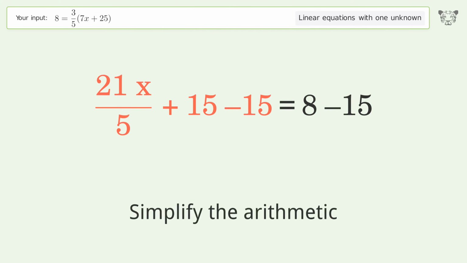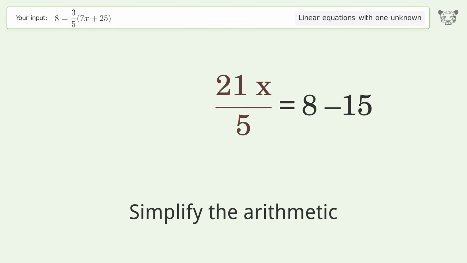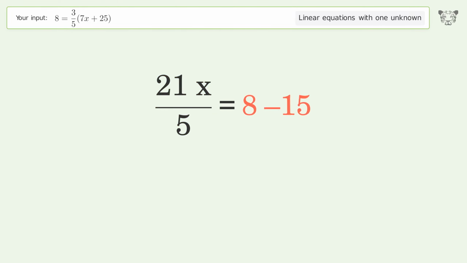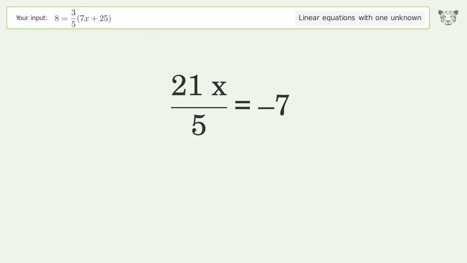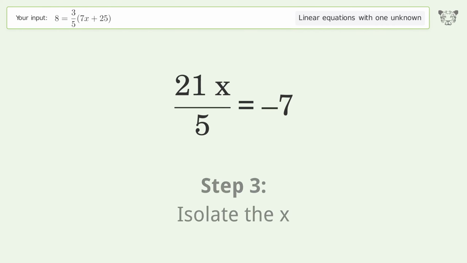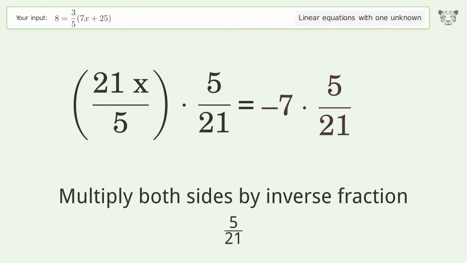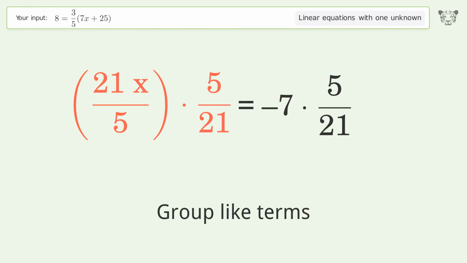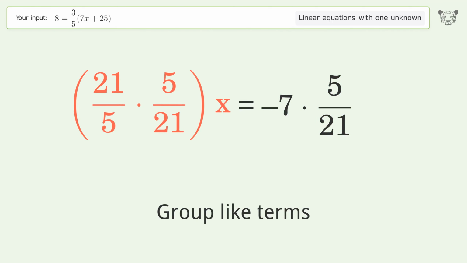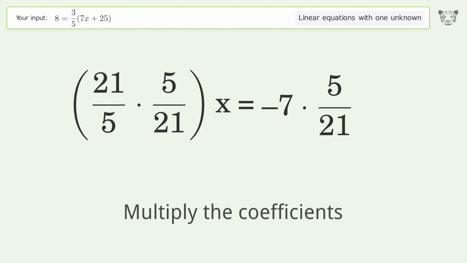Simplify the arithmetic. Isolate the x. Multiply both sides by inverse fraction 5/21. Group like terms. Multiply the coefficients.